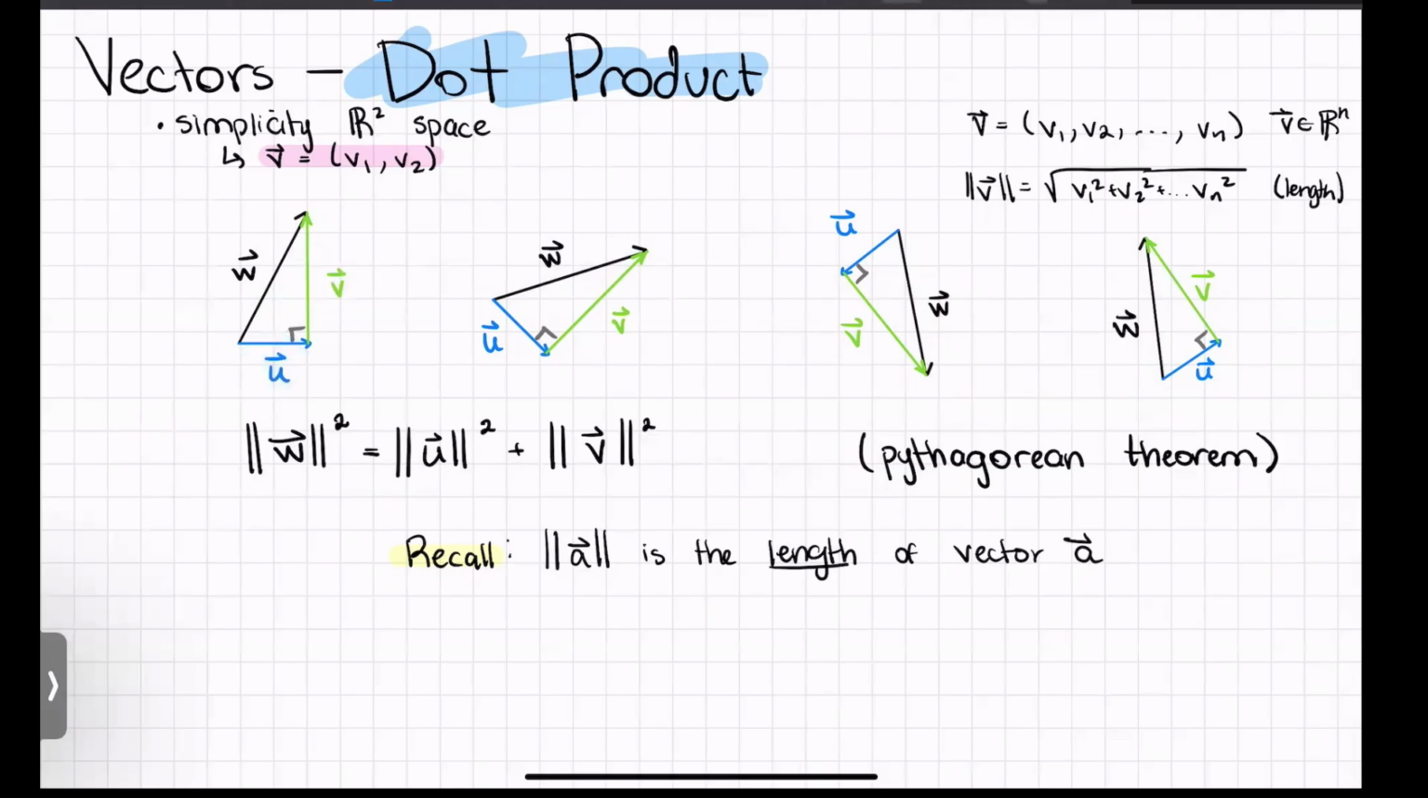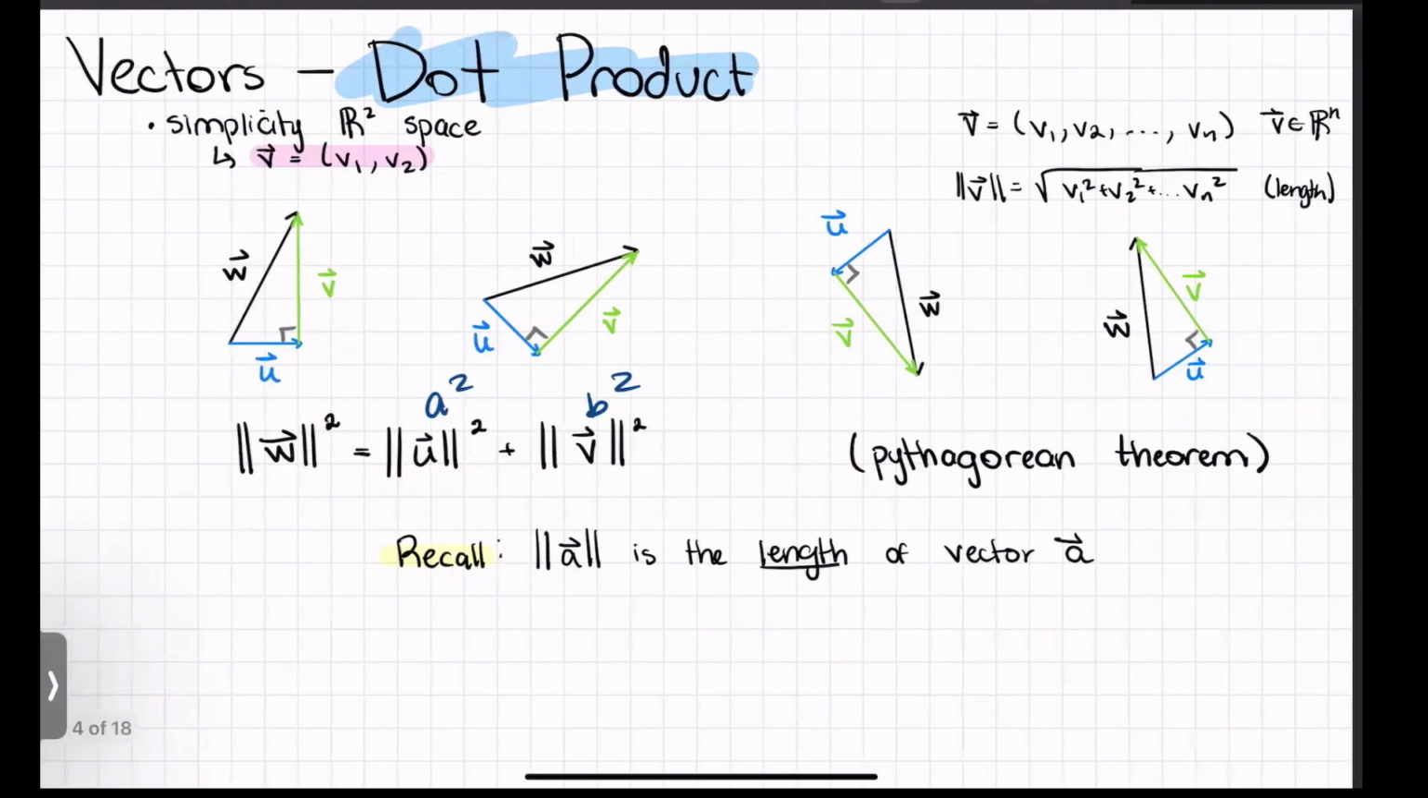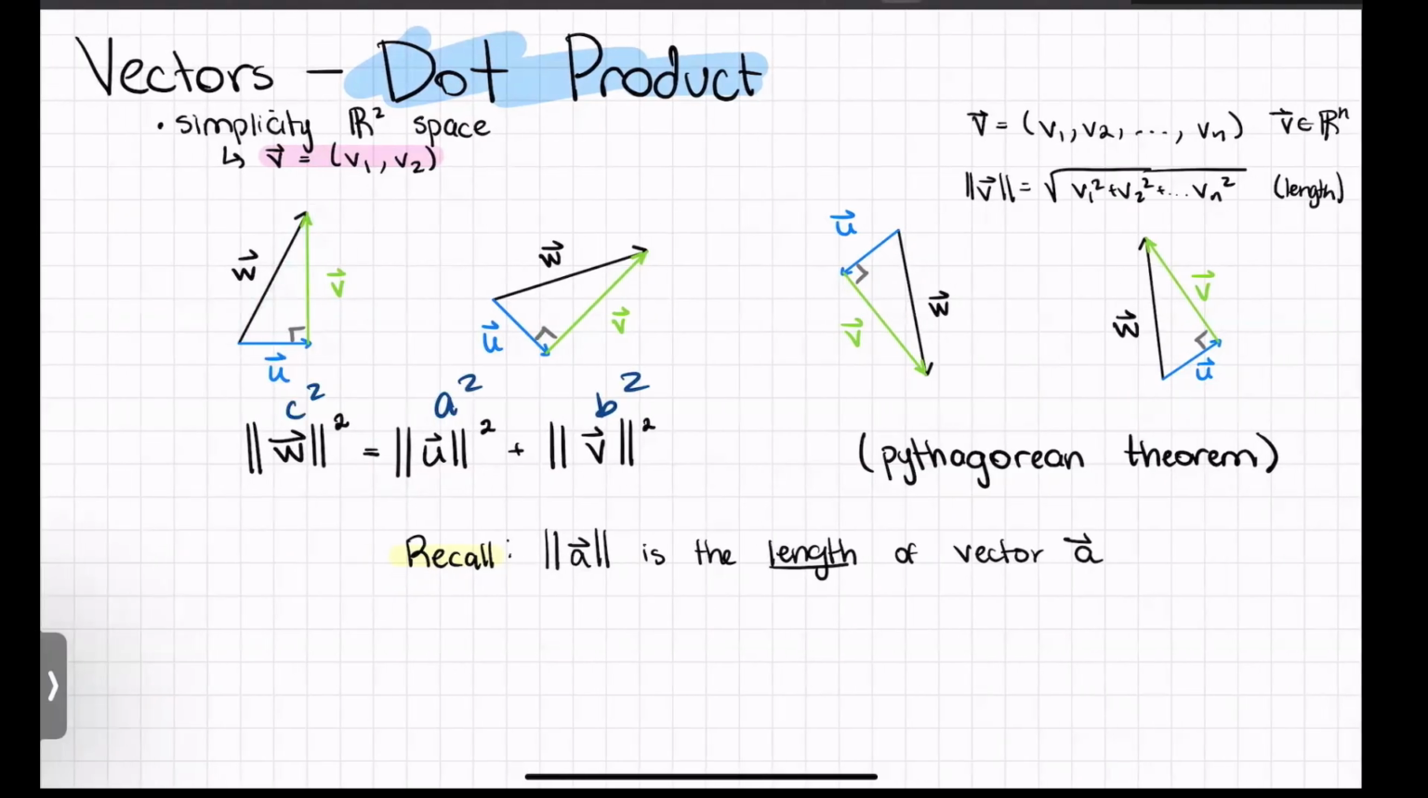With basic Pythagorean theorem, a squared plus b squared equals c squared, we see at the end of the day that this Pythagorean theorem follows. And if we recall, our norm in the R squared space is the length of a vector, and here it is described. Again, this makes more sense of how the Pythagorean theorem applies.